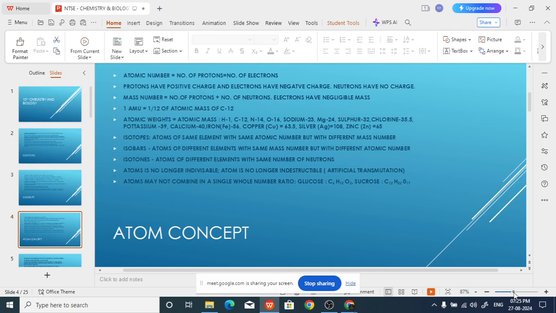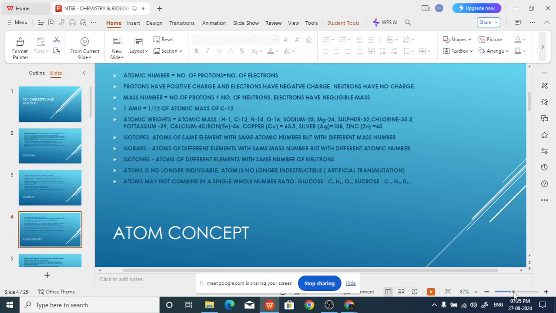First, atoms of the same element with the same atomic number but different mass number, those are called isotopes. The next one is isobars. Isobars are atoms of different elements with the same mass number but with different atomic number. Isotones are atoms of different elements with the same number of neutrons.